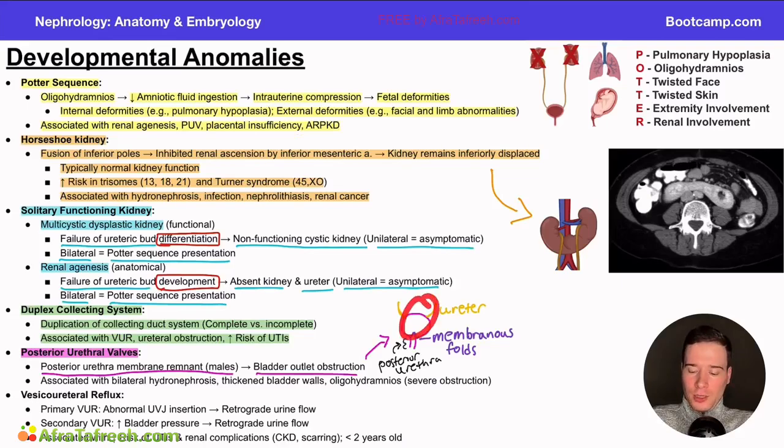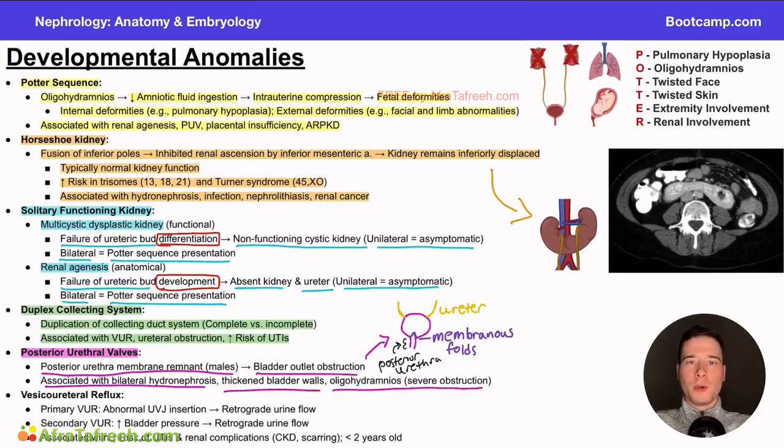Again, the obstruction is going to lead to decreased urine production, oligohydramnios, which we can appreciate why this would now make Potter sequence a possibility for a lot of these patients. And so some of the associations should really make sense to us, such as the bilateral hydronephrosis, thickened bladder walls, oligohydramnios, and severe obstruction, which can be associated with Potter sequence as well.